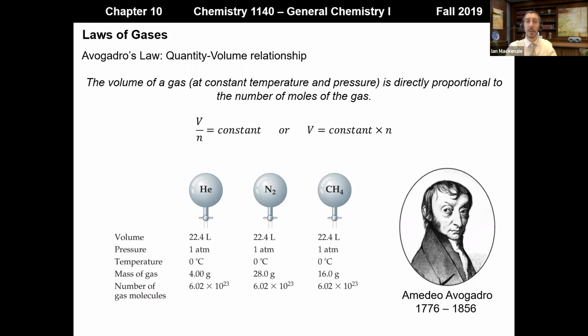We can write this mathematically as just volume over n, where n is the symbol we give for number of moles, is equal to a constant. And we can write this equation as just V1 over n1 is equal to V2 over n2.